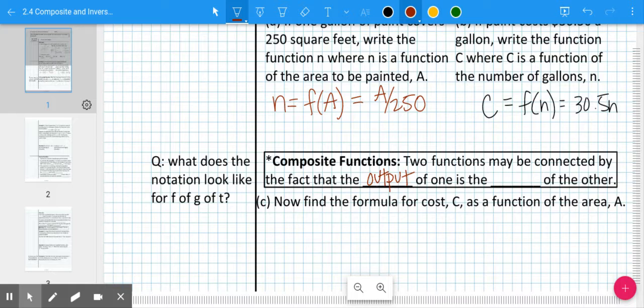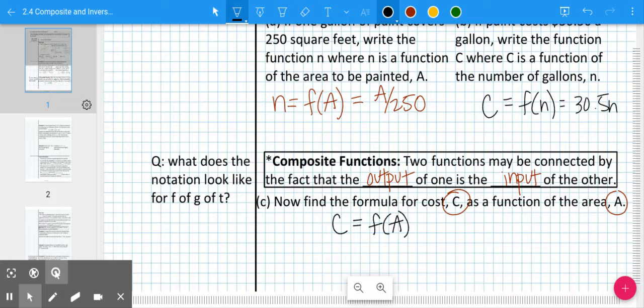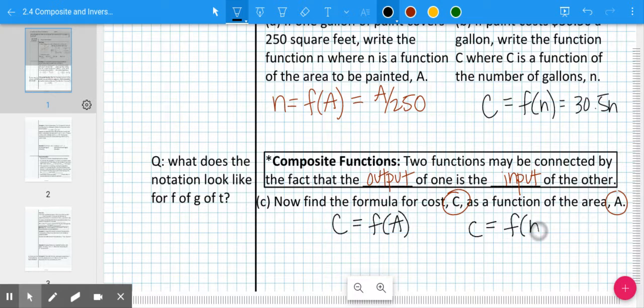And that is what we see in part C. They say now go ahead and write C as a function of the area A. So I am now going to write C as a function of A. I do this by starting with my function C. C right now we have as a function of N. It is 30.5 times N.